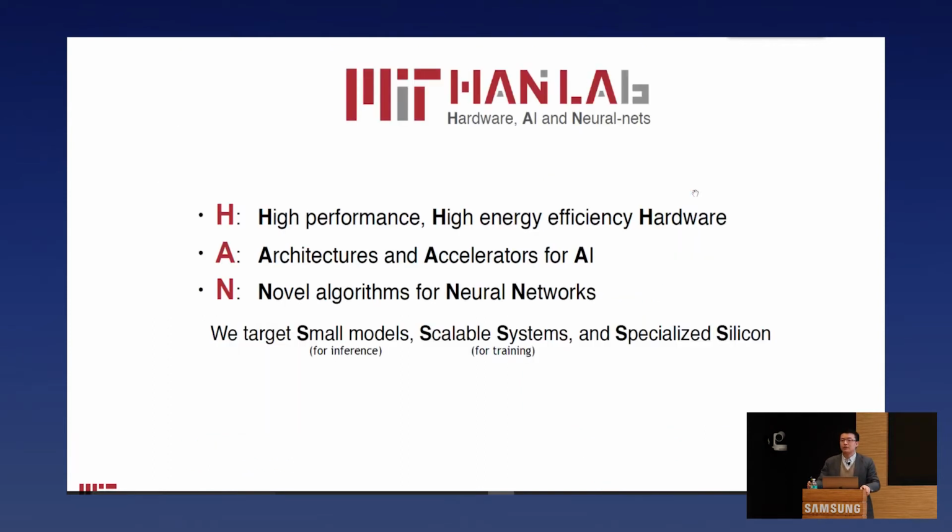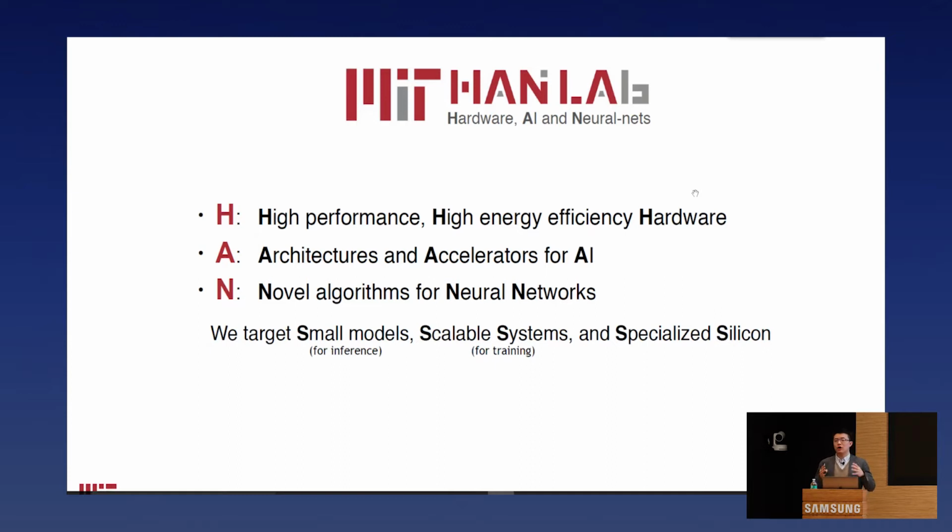So last summer, I joined MIT as a faculty member, and now I have a couple of wonderful PhD students working with me on the new endeavor on efficient hardware, AI, and neural nets. So we focus on HAN: H for high performance, high energy efficiency hardware, A for architectures and accelerators for AI, and N for novel algorithms for neural nets.